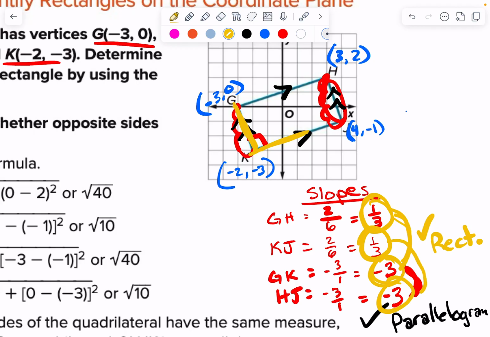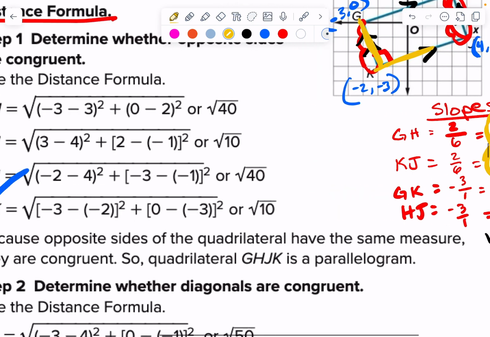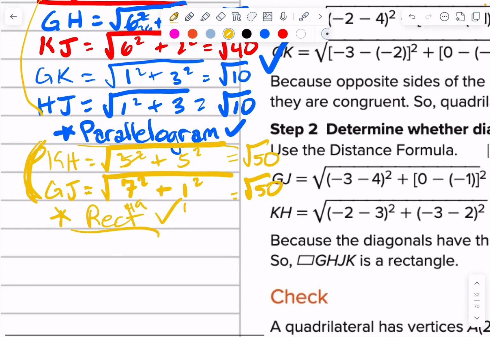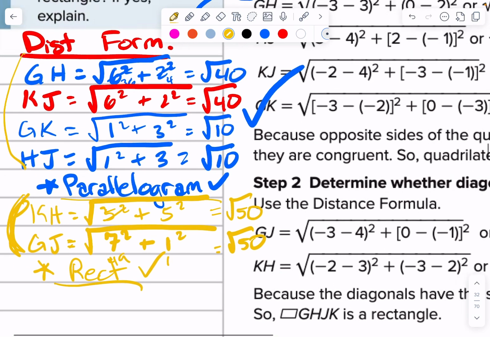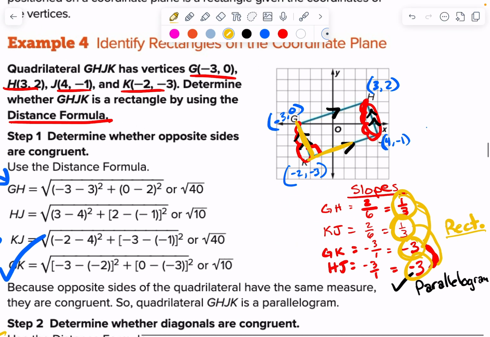Part of that process makes him a parallelogram if the two slopes match, but the fact that they are negative reciprocals makes him a rectangle. Kind of like over here, you had to check the 4 distances, that made him a parallelogram. You have to check the 2 diagonal distances, that makes him a rectangle. For slopes, you don't have to do two more things to check. You just have to check to see if they're negative reciprocals. So that's how you check it with the slopes.